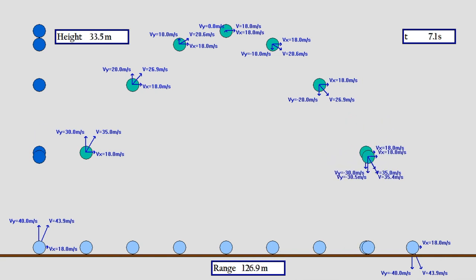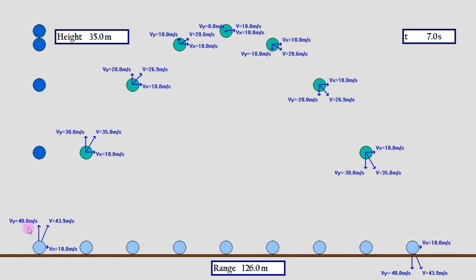Now, at the 7th second, our object is moving at negative 30 meters per second. It is now at 35 meters in height and 126 meters in range. Now, that's because the range is 18 times 7, and the height, that's a bit weird, because here's what we have to do to figure that one out.